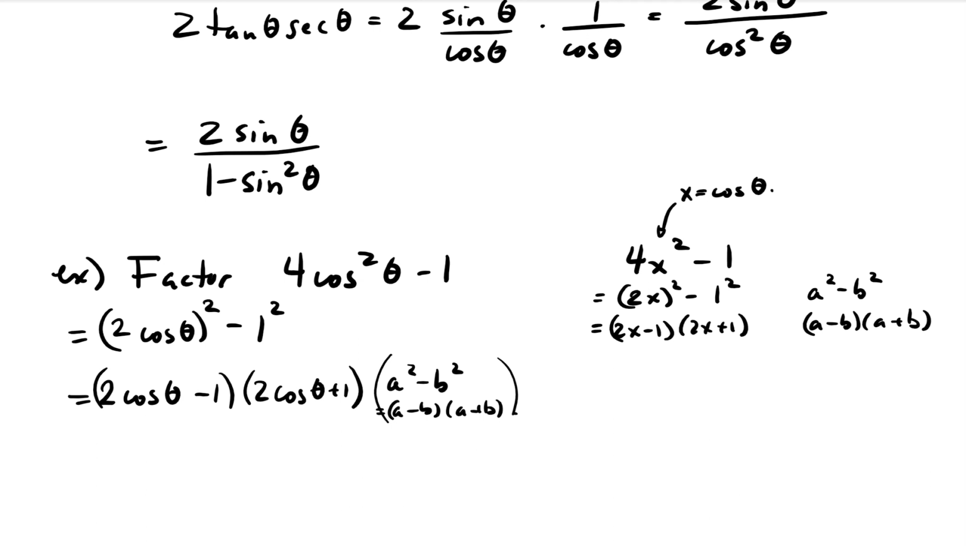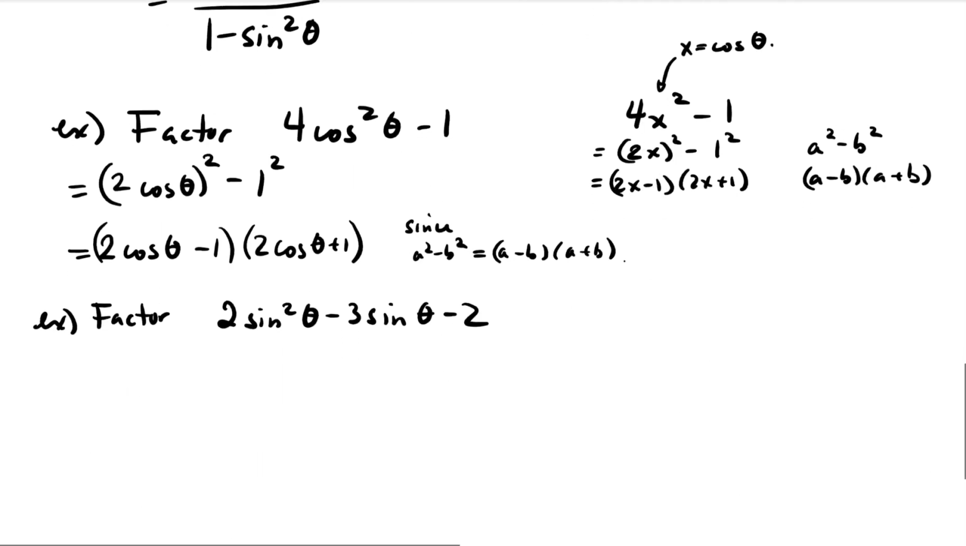And I've used this here. Well, maybe I should erase it or rewrite it more clearly. So basically, since a squared minus b squared is a minus b, a plus b. So as you can see, we can factor even some trig functions.